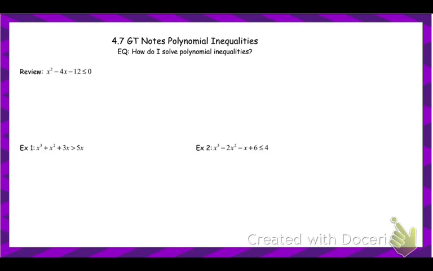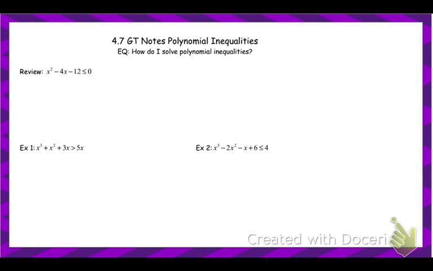Hi guys, so today is our last day of new content, and really today is going to help us review something that we did earlier this year, which was solving quadratic inequalities. So what we're going to do today is look at polynomial inequalities, and the process really is very similar. The only thing that's going to be different is you're going to have more than two roots potentially, so we need to consider all of our roots and also consider the "or equal to," to make sure we know which ones are our zeros.